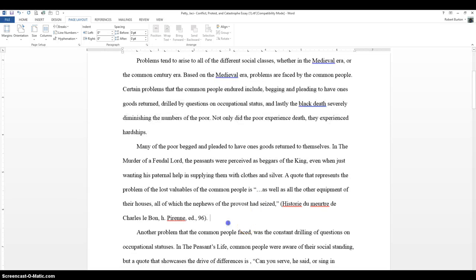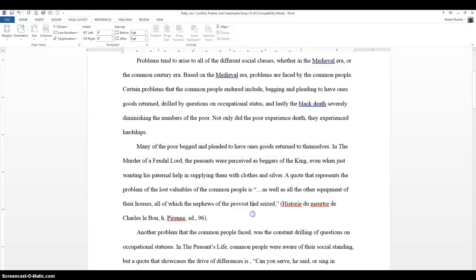Now then, this one is doing better at trying to hook up. This definitely the poor beg to have their goods returned. Definitely trying to hook up to the thesis. But the fact that it's just she had this as part of her list, and now she's just talking about her list. There's no really clear argument. It's just, that's the thing I said I was going to talk about. Here's the thing. There it is. Yeah, that we can do that better.